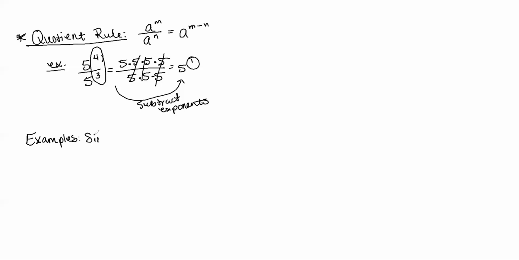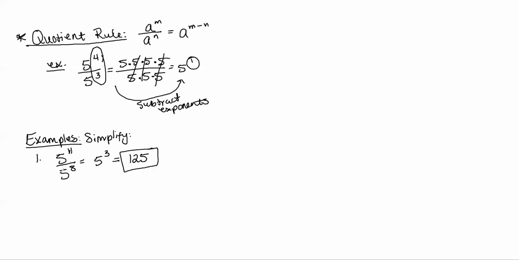And let's go ahead and simplify. Number 1, 5 to the 11th over 5 to the 8th. So again, for this one, let's go ahead and use our quotient rule. So if we subtract 11 minus 8, we get 3. Keep the same base, and we get 5 cubed. 5 cubed is 125.